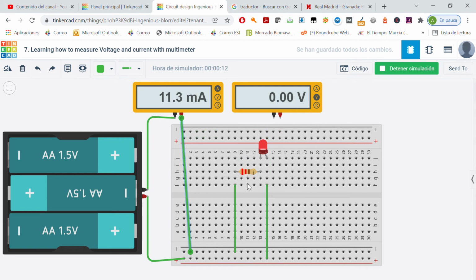So after that, you have to build this circuit in the protoboard, measure everything with the multimeter, and also solve the circuit in your notebook so you can check that the results that you obtain in Tinkercad and in your notebook are exactly the same, and the result that you obtain in the real circuit that you have built in the workshop is really similar. See you next video.